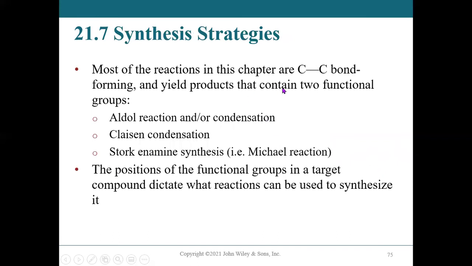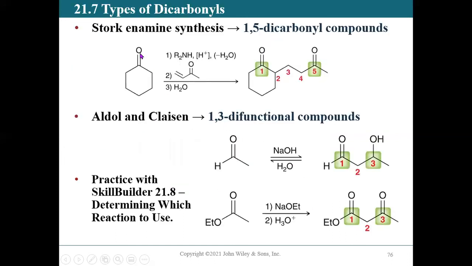Most of the reactions in this chapter are C-C bond forming and yield products that contain two functional groups: aldol reaction or condensation, Claisen condensation, Stork enamine synthesis, Michael reaction. The position of the functional group in the target compound dictates what reaction can be used to synthesize it. So the Stork enamine synthesis gives a 1,5-dicarbonyl compound, aldol and Claisen give 1,3-difunctional compounds.